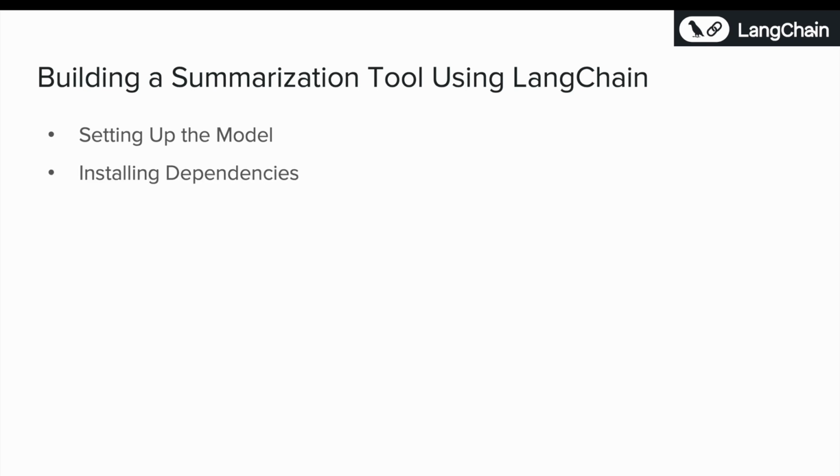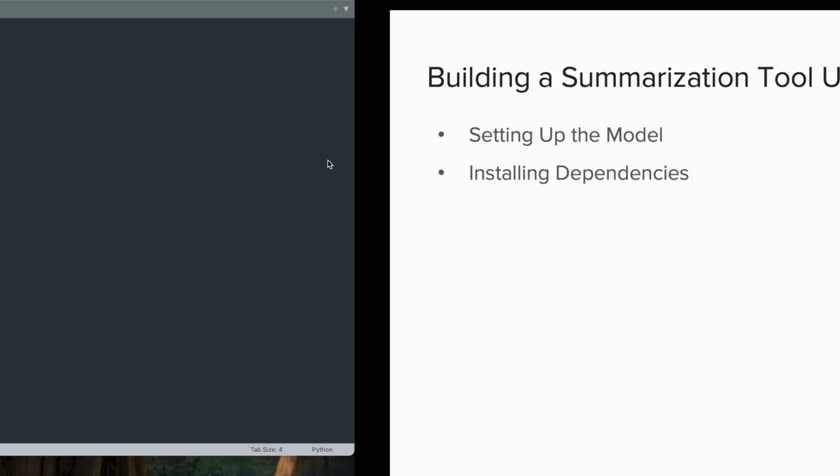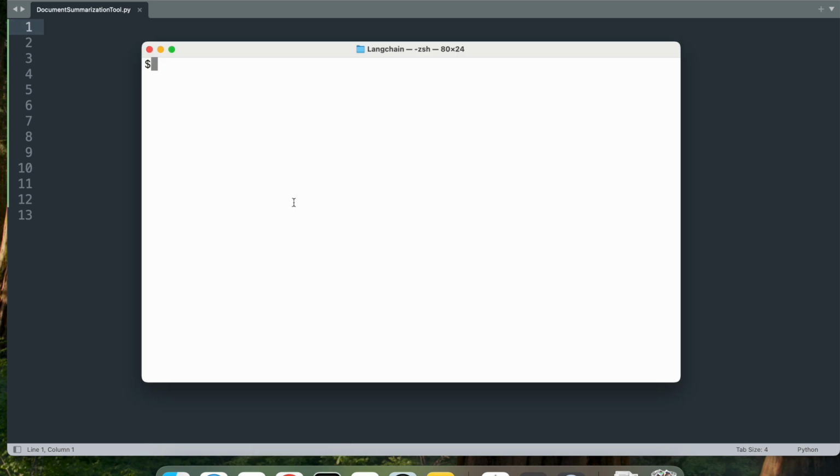Let's go ahead and install the dependencies. Before we start, make sure you have the Hugging Face transformers library installed. If not, just run pip install transformers, which I'm going to do right now. I'm going to first create a virtual environment. I'm going to say python -m venv and call it docsumenv, and then to activate it I'll say source docsumenv/bin/activate. So now I'm inside here.